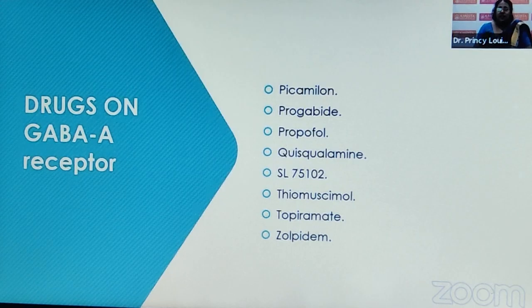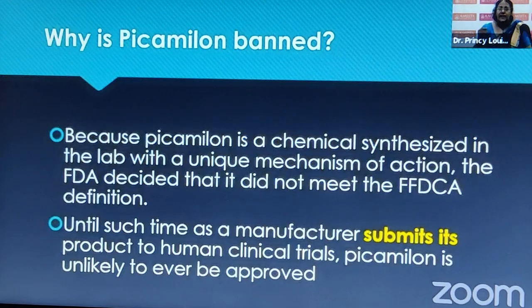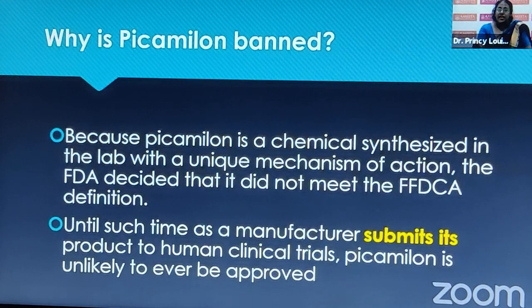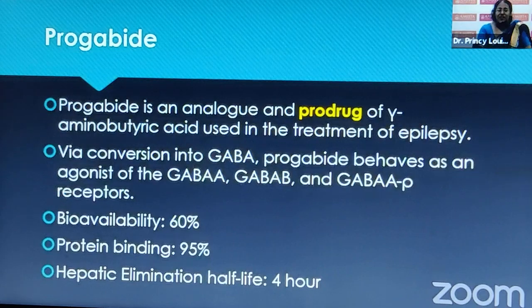And which are the drugs acting on GABA? These are picamilon. I'll take it individually. This picamilon is no longer being used because it has not cleared the FDA, because no one has bothered to submit it after clinical trials. But this is showing good potential. So if you want to do clinical trials and submit the paper, you will be the franchisee of it.